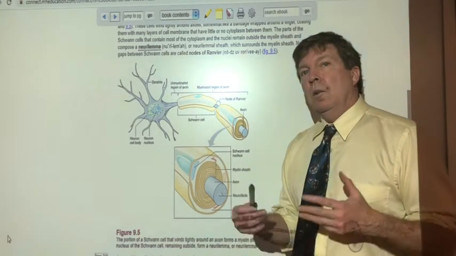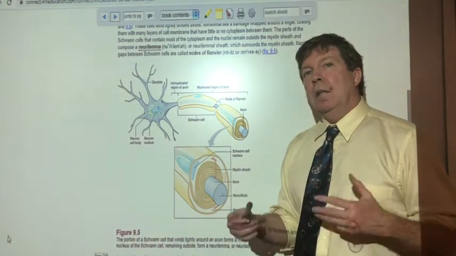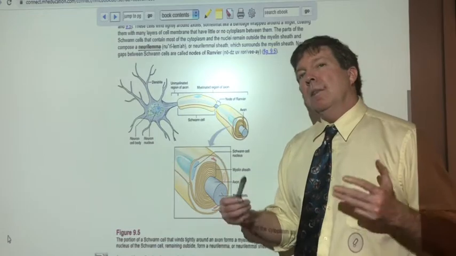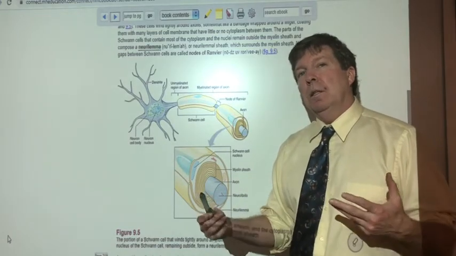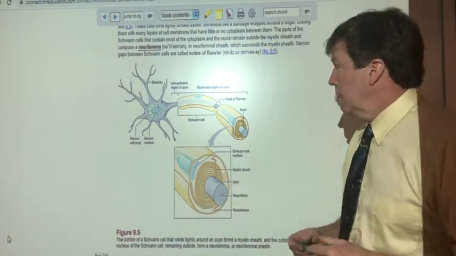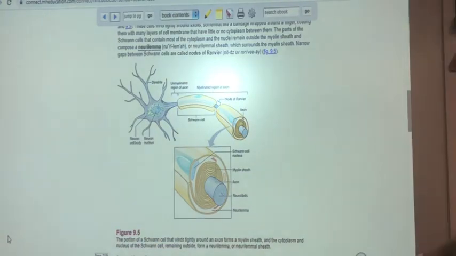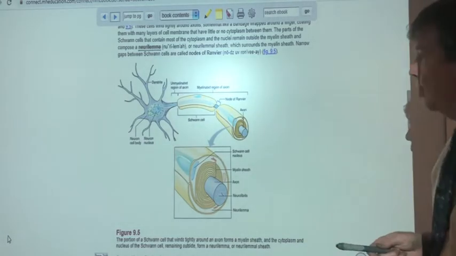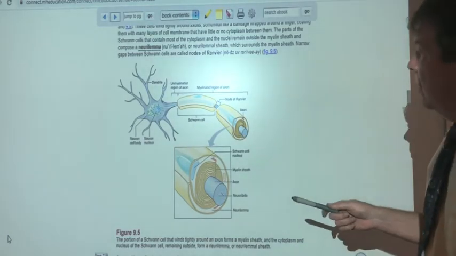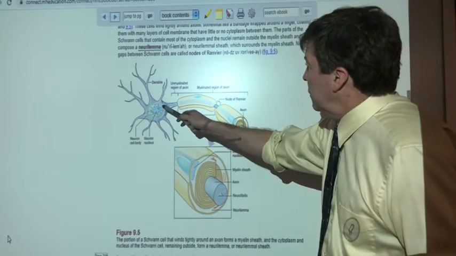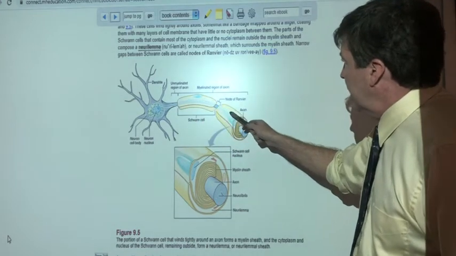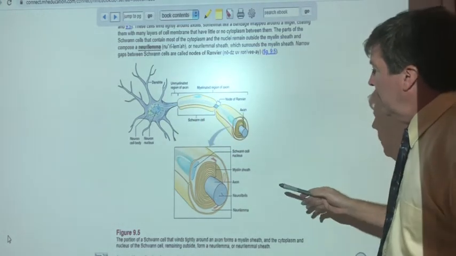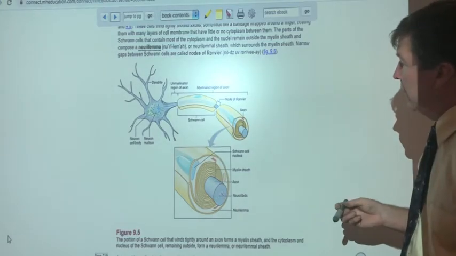So I wanted to look a little more closely at the nerve cell and at the myelin sheath and the Schwann cells before we move on to the central nervous system. So notice here we have a typical myelinated nerve cell. Again, notice some familiar structures here, which we've already talked about. Notice as this axon is extending out, let's look at the cross section here.